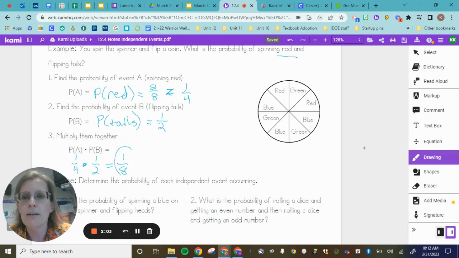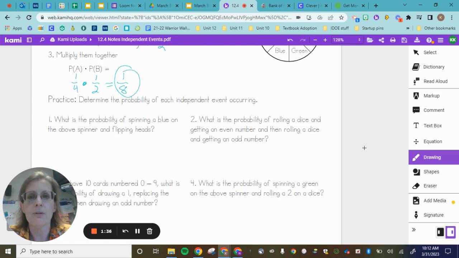And this relates to sample space because you could do a tree diagram if you wanted to. It would be red and then heads and tails, green and then heads and tails, red again and then heads and tails, blue and then heads and tails. So you could find the sample space if you needed to, but it is a lot easier to learn this shortcut where you find the probability of both of them and then multiply them together. So let's look at another example.